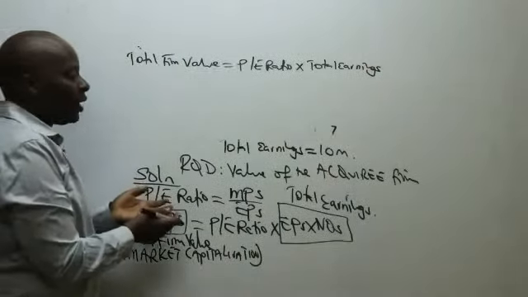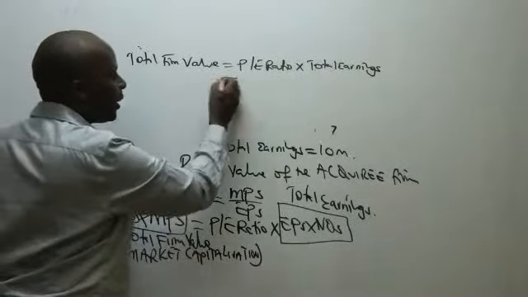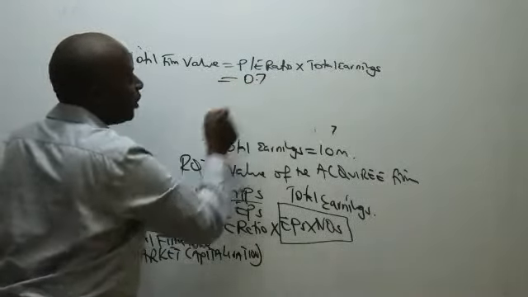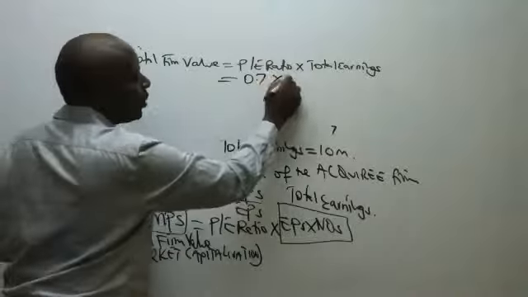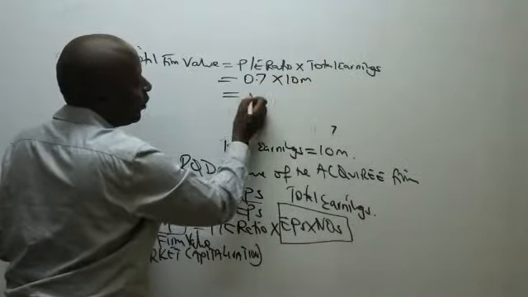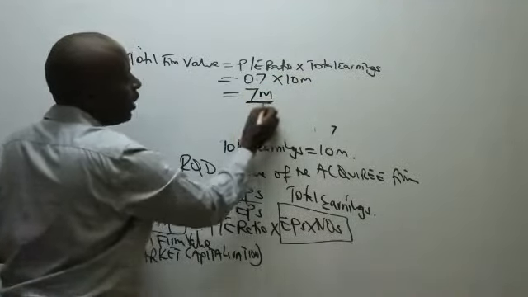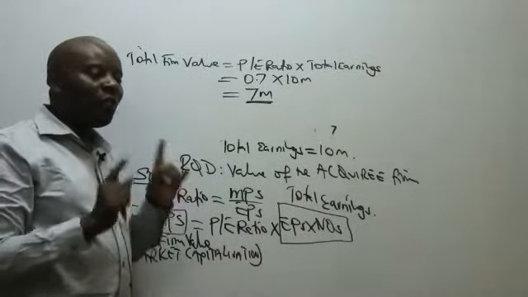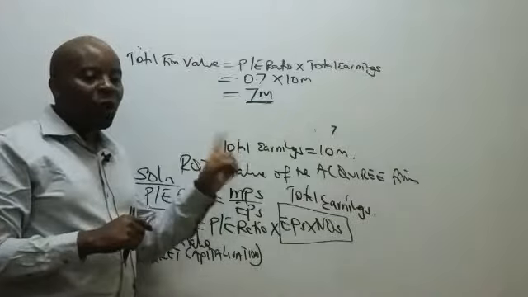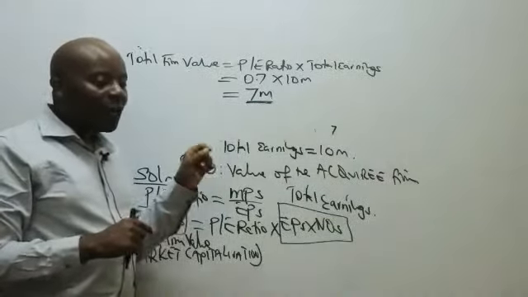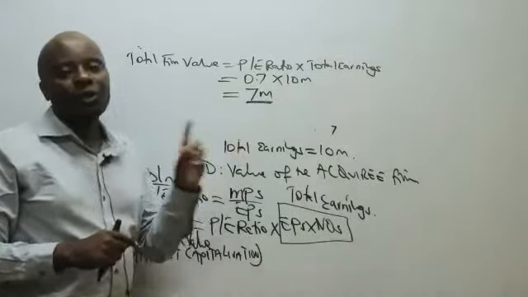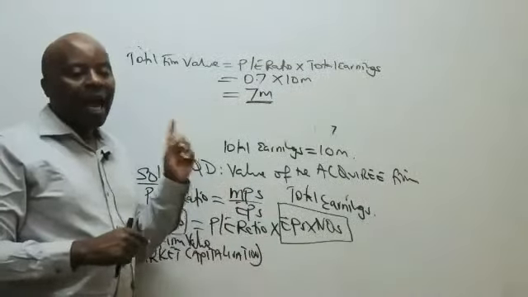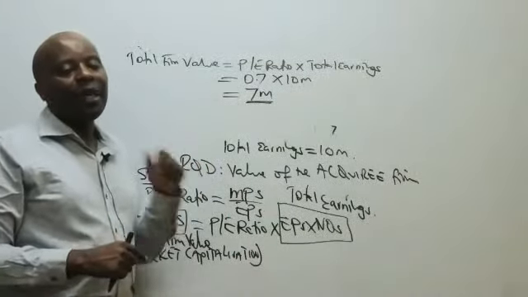So the PE ratio given here, was it 0.7? I wrote mine down. The PE ratio is 0.7 times the total earnings of the firm, which is 10 million. So then this will give us a value of how much? 7 million. So there is no way I will be able to give more than 7 million for this organization. To acquire this organization, I can't give more than 7 million.